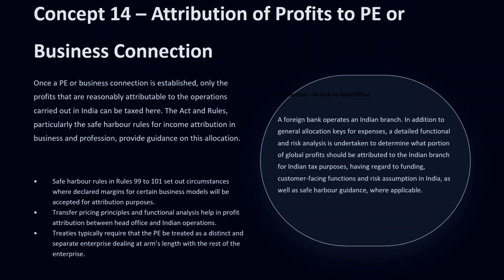So guys, let's move to our next concept, which is the concept of attribution of profits to PE or the business connection. So once a PE or a business connection is established, the next question is how much of the global profit can India tax? So the principle, both under the treaties and the domestic law, is that only so much of the business profits can be taxed here, which is attributable to the operations carried out in India.